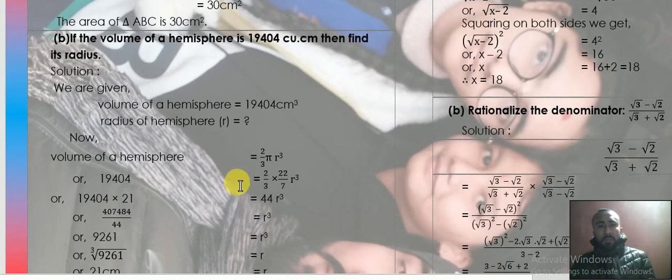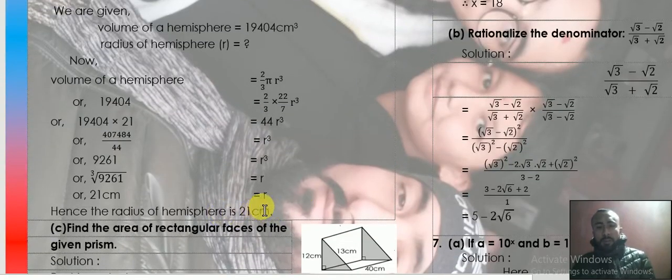Now regarding question number B, here the volume of the hemisphere is given, so you can just use the formula to calculate the volume of the hemisphere. That's 2 by 3 pi r cubed, and from here you get the value of radius r is 21 centimeters.